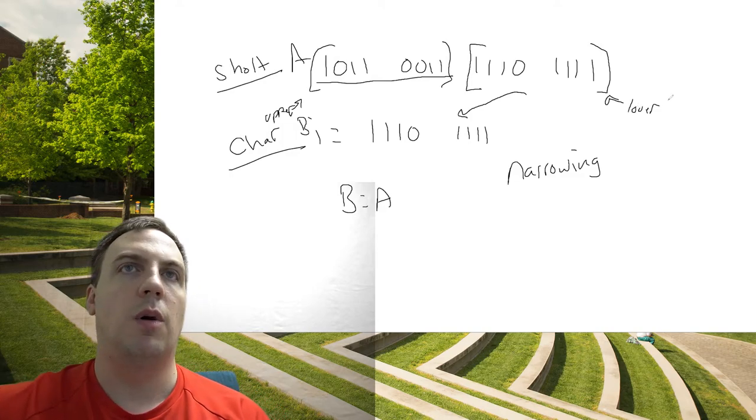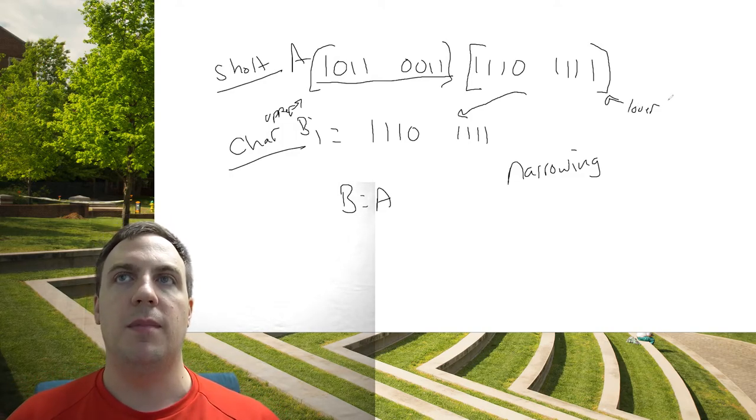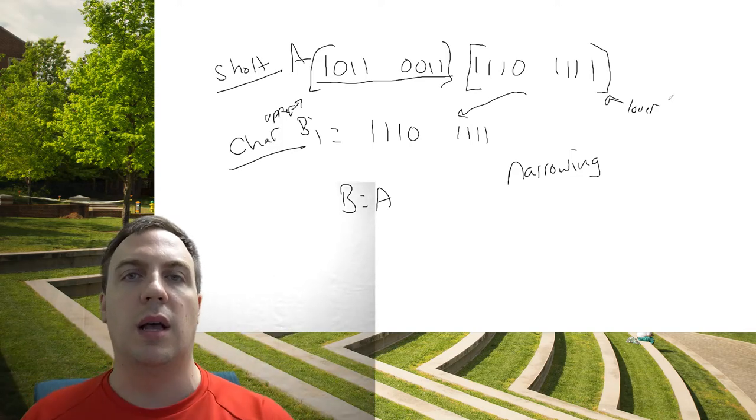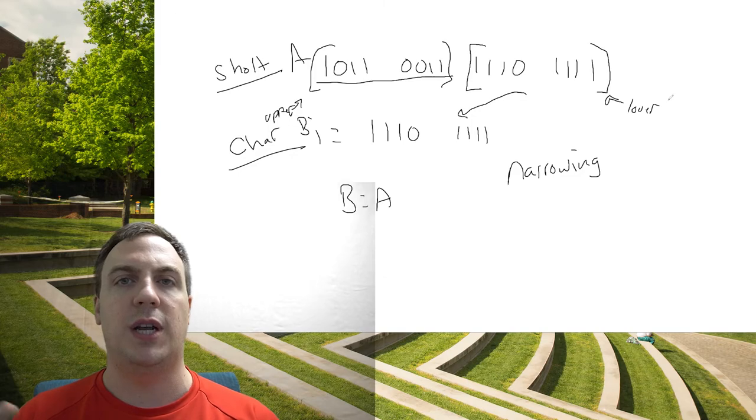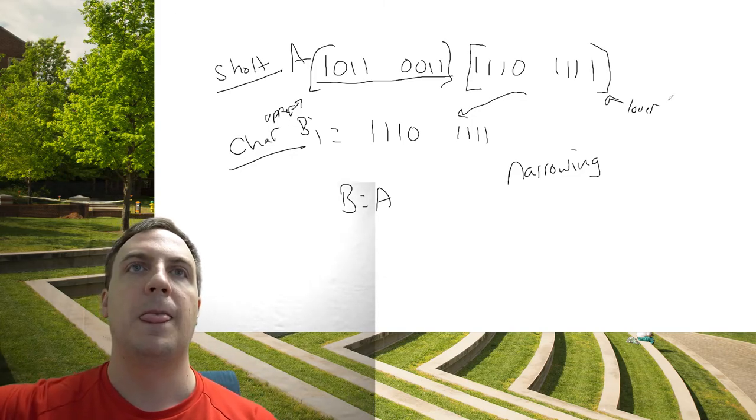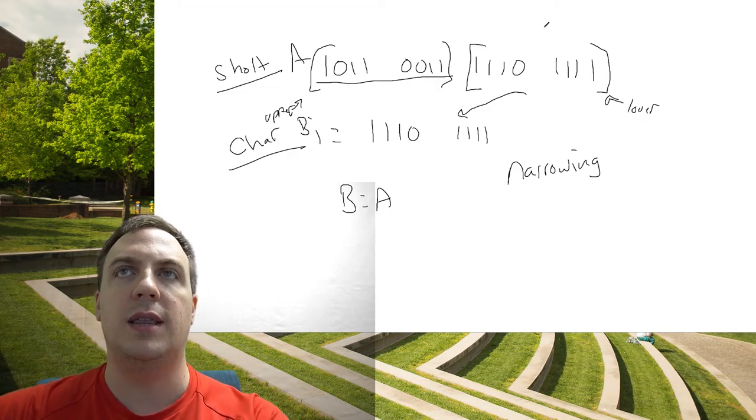Okay, so upper is also known as most significant, because if we change that bit from a 0 to 1, the number changes drastically. The lower is also known as the least significant, because if we change that from a 0 to 1, the number only changes by 1, because that's the ones place. So that's called narrowing. So let's take a look at the other way around.